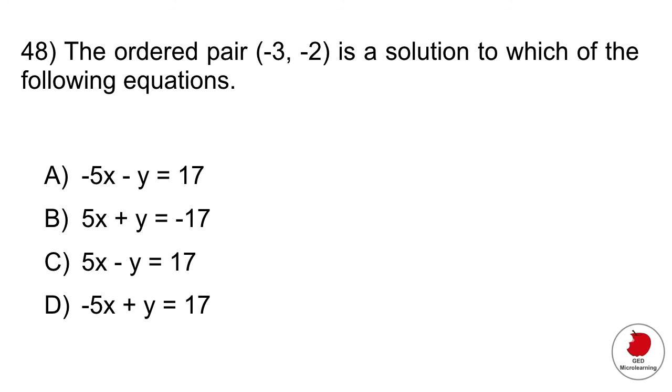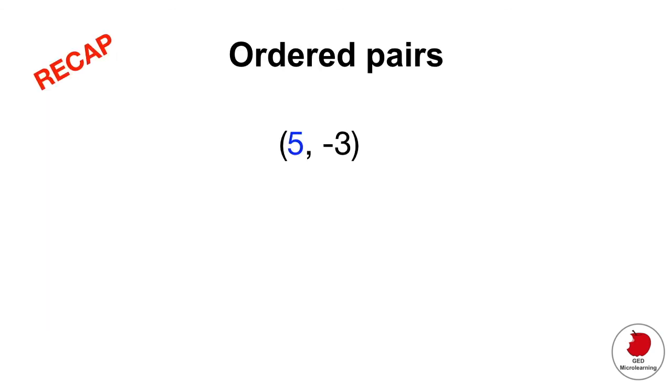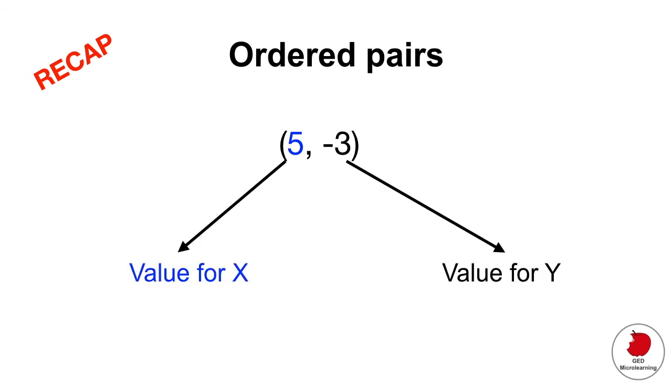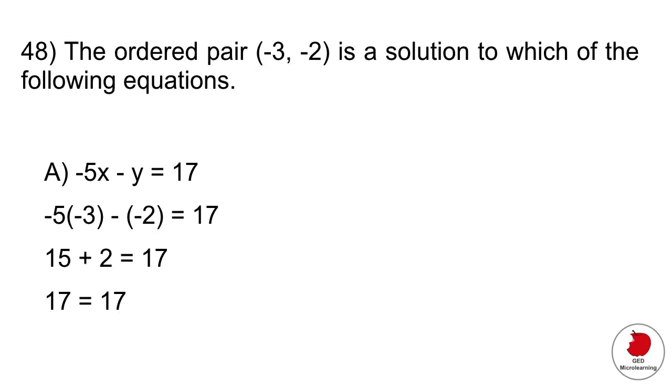All right, the next few questions look at slope and ordered pairs. It's telling you the ordered pair minus 3 and minus 2 is a solution for which of the following equations? This is actually a pretty straightforward problem. First of all, remember that when they give you an ordered pair, two numbers like this, they're in order. The first number is an x value, and the second number is a y value, a y coordinate. So if we go back to our question, the minus 3 would be your x value, and the minus 2 would be your y value.